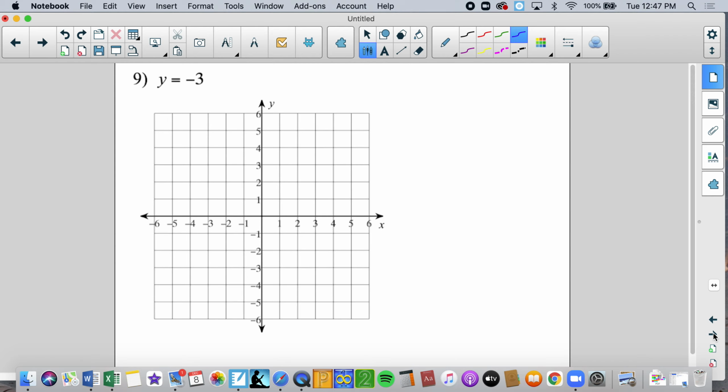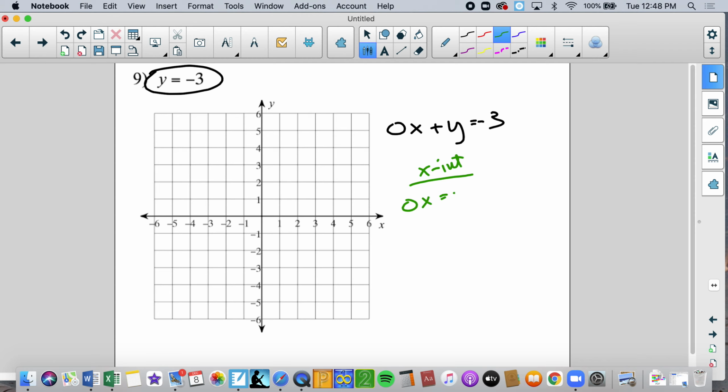Here we have again, we see that it's a single variable. So that tells us either it's going to be horizontal or vertical. So we have 0x plus y equals negative 3 would be the standard form. Well, this is technically in standard form, but this helps us when we want to find the x-intercept.